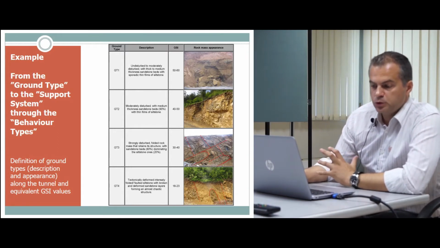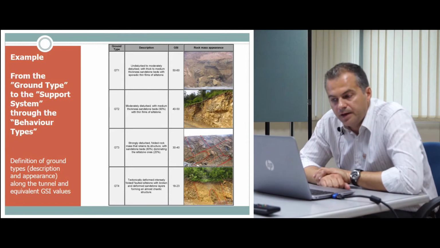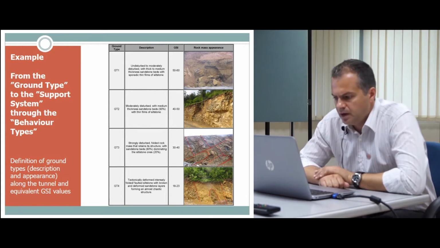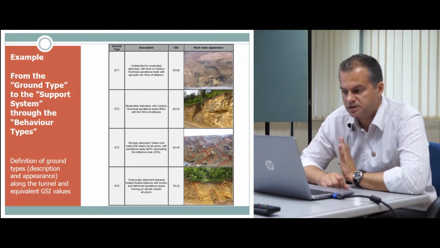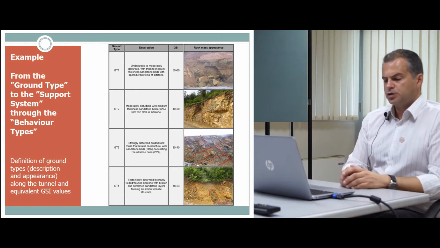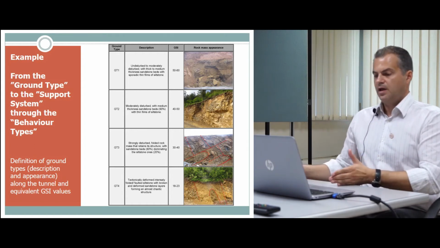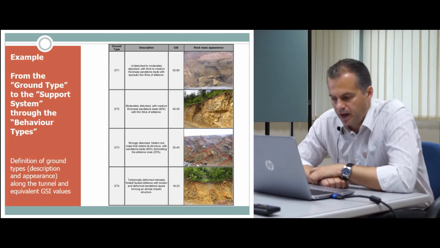So the first step is to define the ground types. Here, in this example, we have undisturbed to moderately disturbed thick to medium thickness sandstone beds with sporadic thin films of siltstone. So we have not a very disturbed rock mass, high GSIs, 50 to 60s. Here GSI is just used for the classification and not as a number for the calculation of anything. We will see that towards the next steps if we use some values for the analysis and numerical analysis of the tunnel support.